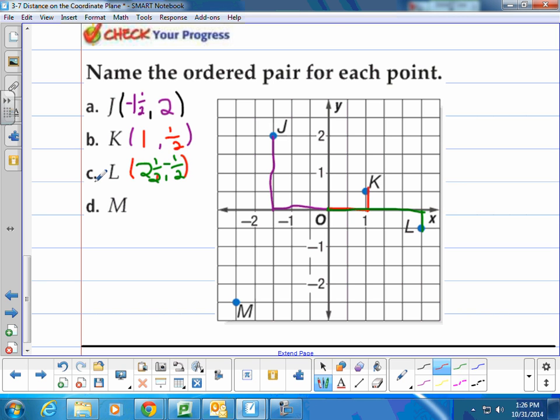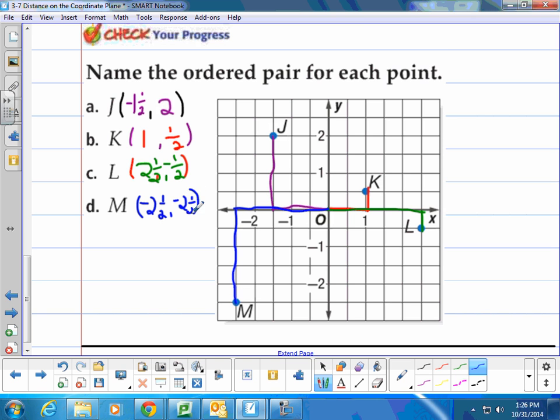Lastly then, to find my point for M, I'm doing lots of multiple colors today. I see that M's over here, so I have to go to the left. 1, 2, 2.5, so I went over left, which would make it a negative 2 and 1/2, and I went down to make it another negative, down 1, 2 and 1/2.